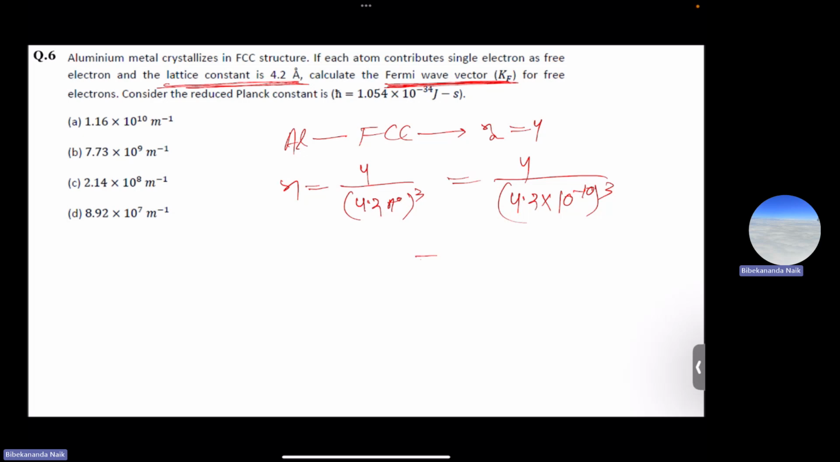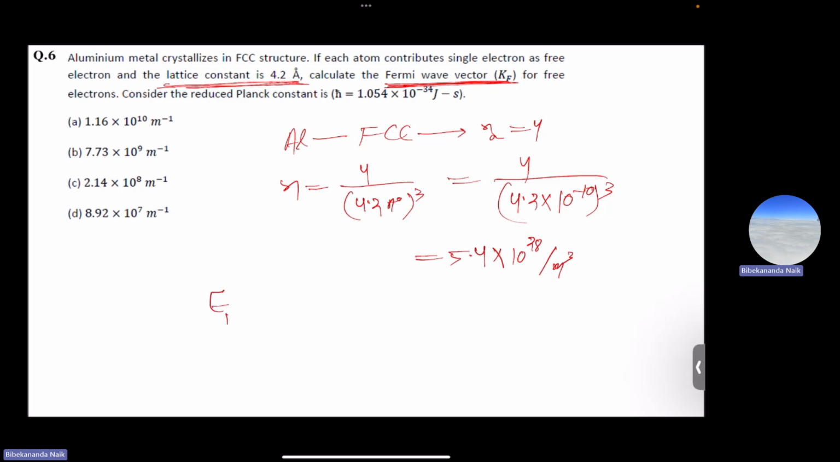So it will be 5.4 into 10 to the power 28 per meter cube.